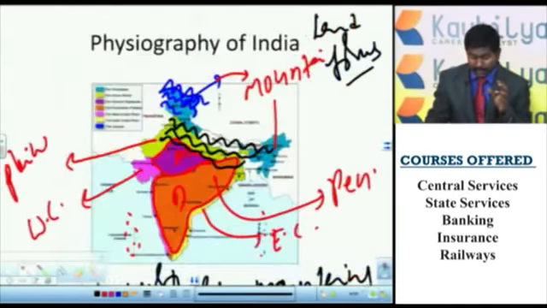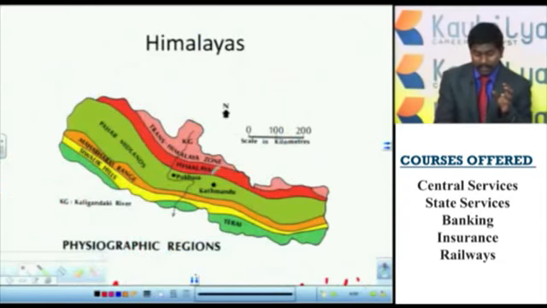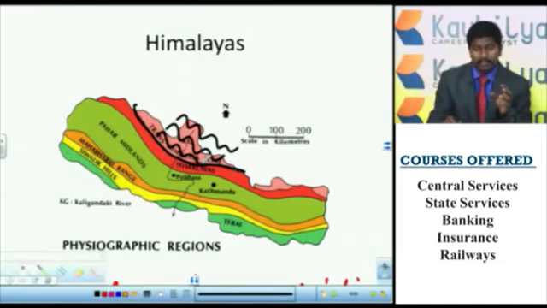Look at this picture here. This is the Trans-Himalayan zone. So this is the northernmost section. In the Trans-Himalayan zone there are three ranges. One is the Karakoram range, second one Ladakh range, third one Zaskar range.